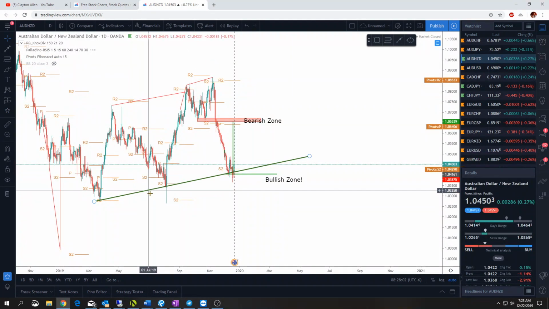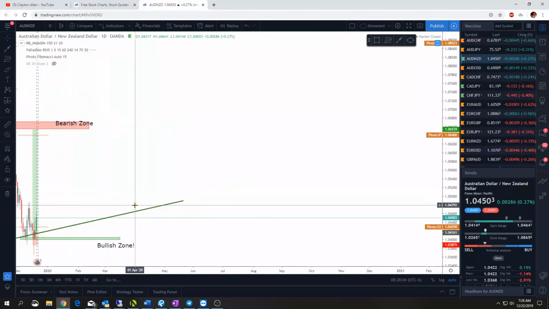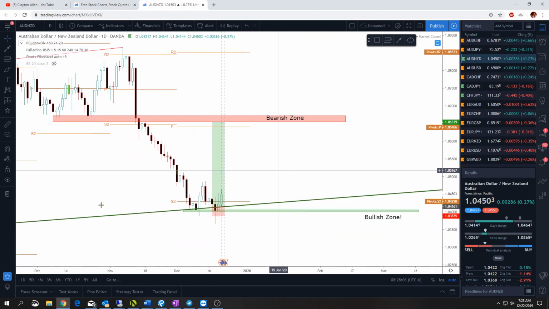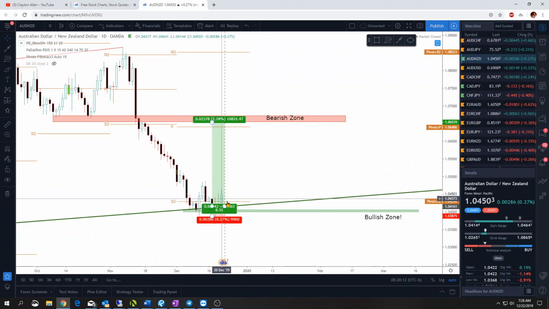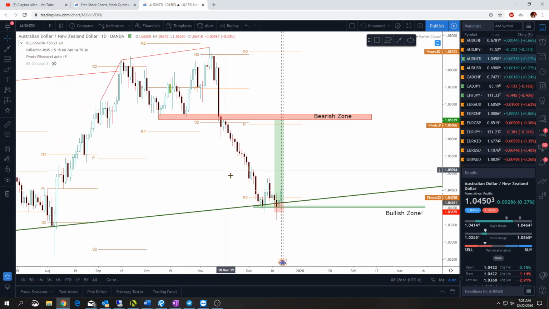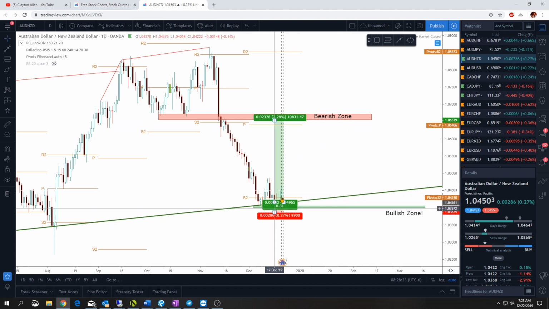Australian dollar, New Zealand dollar. I really like this pair long. As you can see, we are in a good trade on it because price respected this trend line. It's hovering right around S2. I love this missed pivot, and maybe this week with some low liquidity, price will just push its way all the way up to this missed pivot and former resistance zone. If it does, you're in a really good trade here.